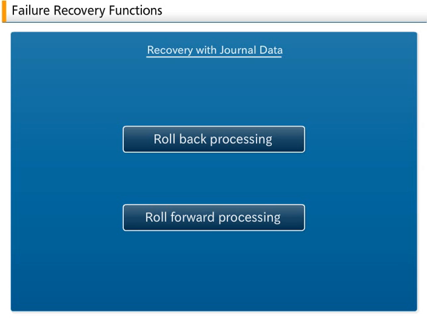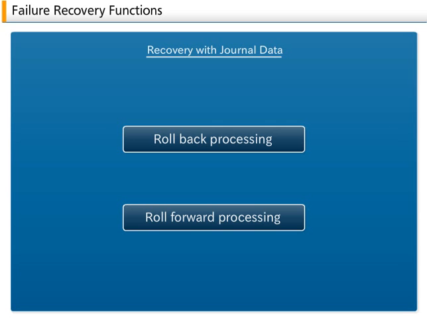2. Recovery with journal data. Journal data is needed to quickly restore the database to the point right before the failure occurred. Because of this, each time the database is updated, update histories, the pre-update journal and post-update journal, are collected and recorded chronologically. This kind of history is called a journal file, or a log file.